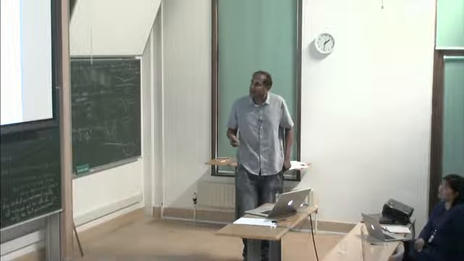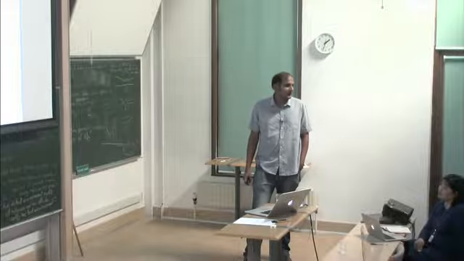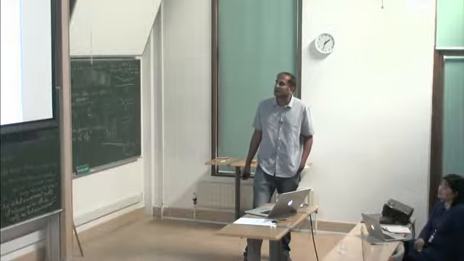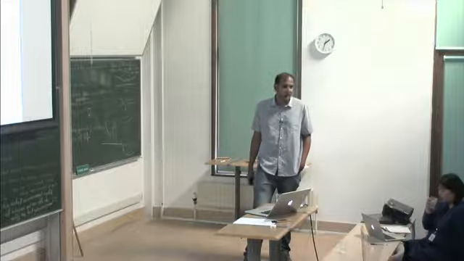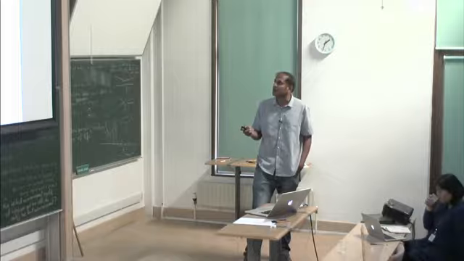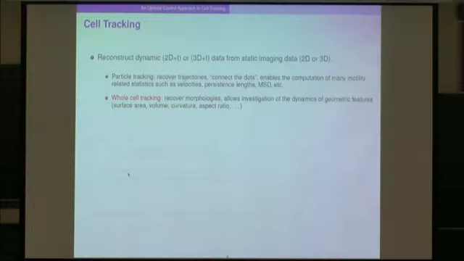So my relatively naive understanding of cell tracking is that basically what we have is a series of static images of a cell. It might be in 2 dimensions or 3 dimensions, and we're interested in reconstructing dynamic data from these static images. So we want 2D plus time or 3D plus time data.